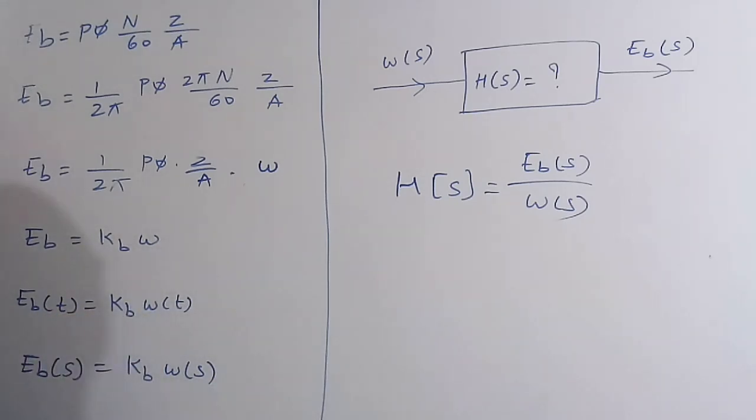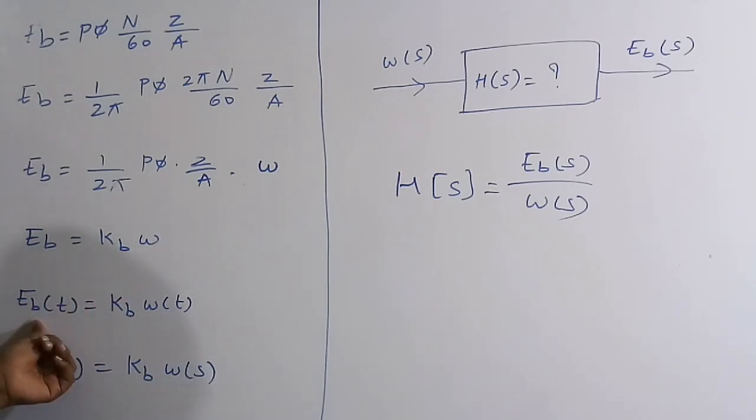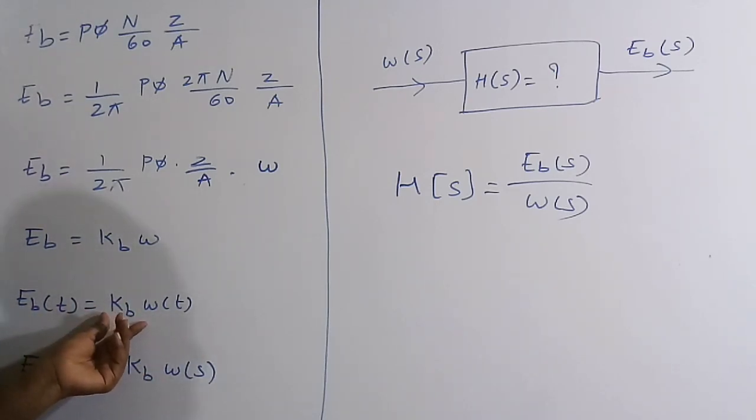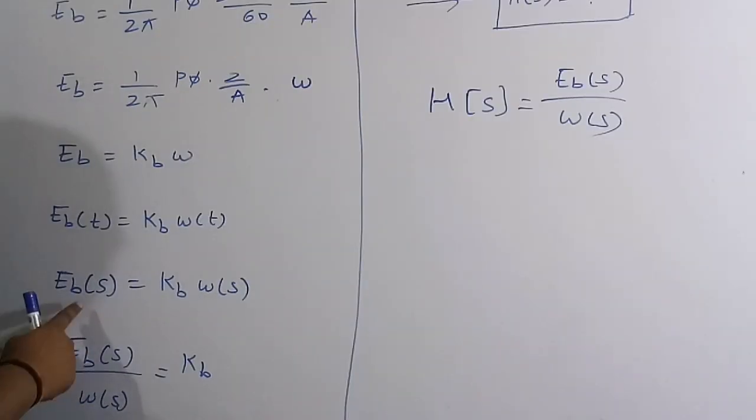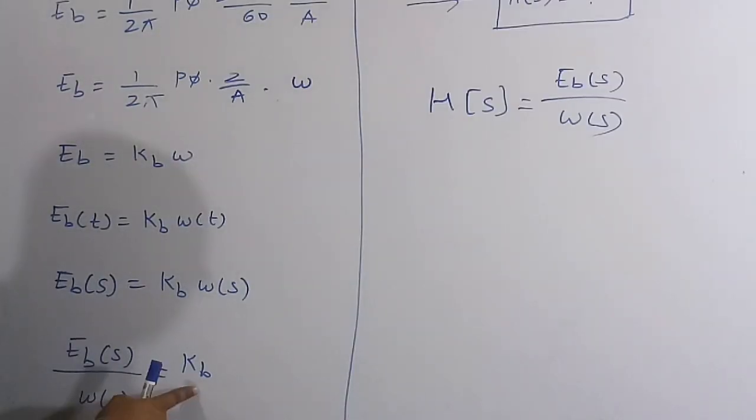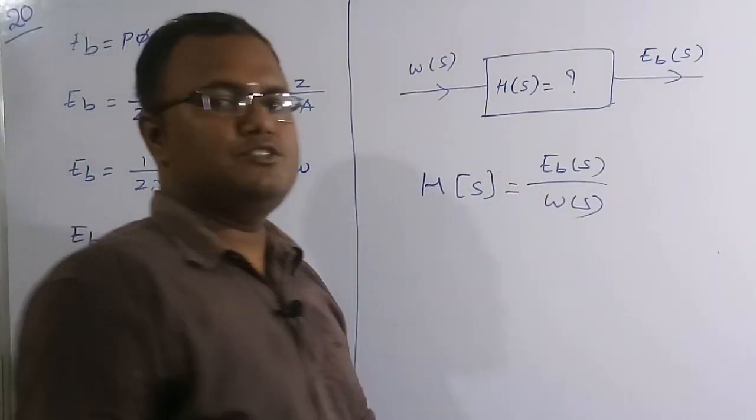In the time domain, EB of t is equal to KB into omega of t. See, as the omega is changing, the back EMF is also going to change, but KB is a constant for a particular fixed motor. So now I am going to take the Laplace transform. So EB of s is equal to KB into omega of s. I want the ratio of EB of s by omega of s, which is equal to KB. This is what we need. So EB of s by omega of s is equal to KB.